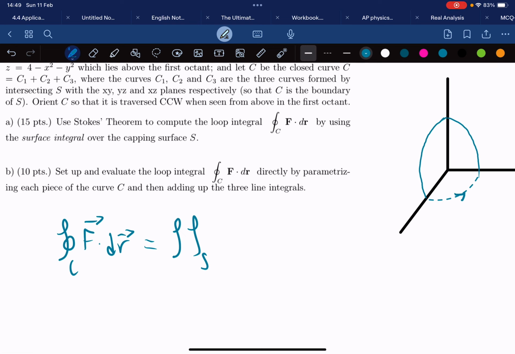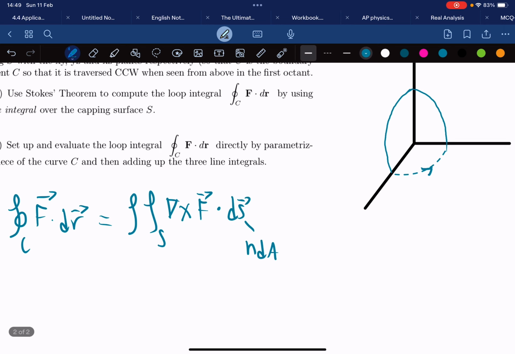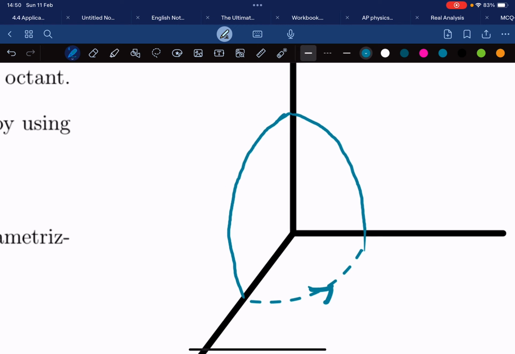of the curl of F dotted with dS, which is also a vector, and this dS is going to be the normal vector times dA, which is going to be some small element of the area.